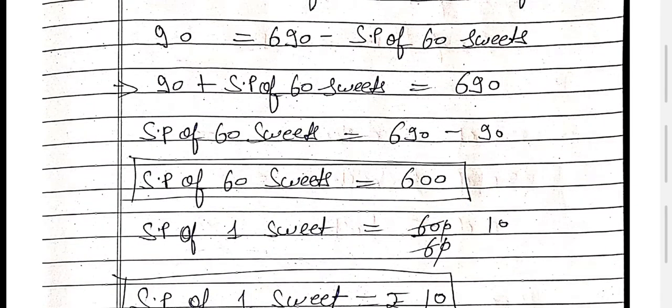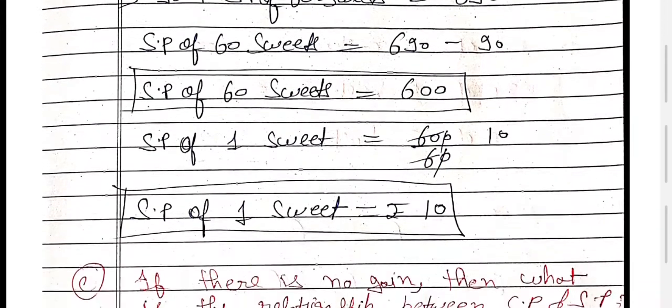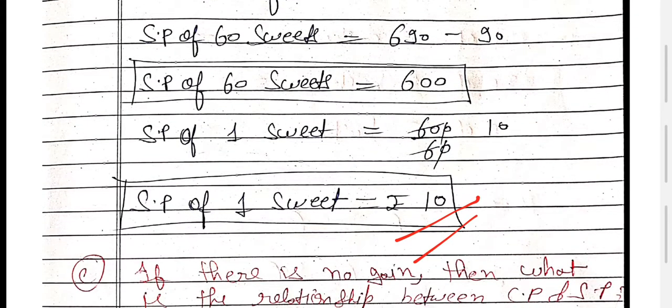But the question asks per unit, per means one sweet. So one sweet will be less than this 600, because this is the cost of 60 sweets, and one sweet will be less than this. So in less you have to divide. Then the SP of one sweet is equal to 600 divided by 60, cut 0 by 0 and 6 times 10. So the SP of one sweet is 10 rupees. 10 is your answer. Okay. So the SP of one sweet is rupees 10.